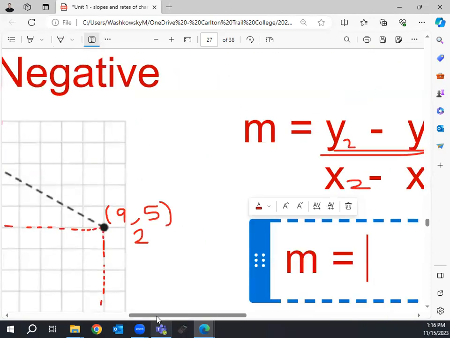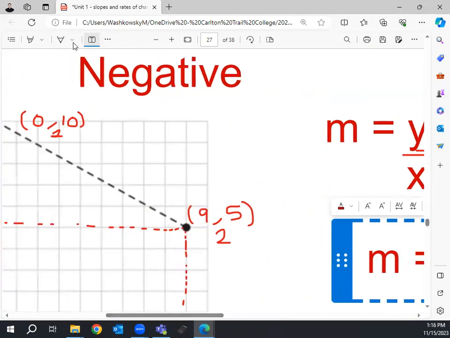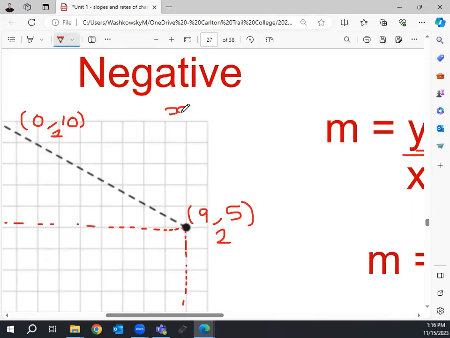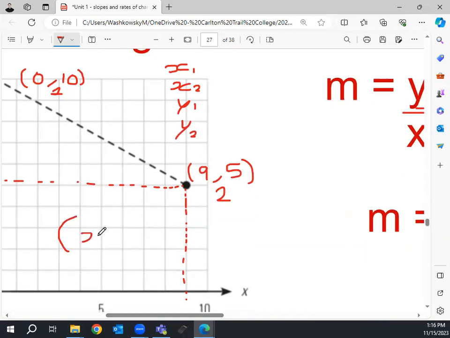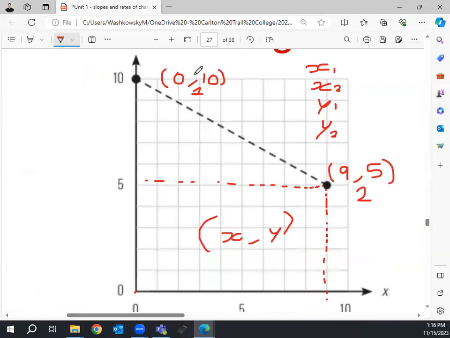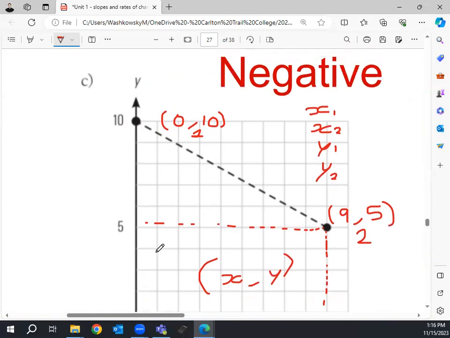So how do we get 5? So first off, these are the 4 points we have, right? We have x1, x2, y1, and y2. So we always label our points in the same way, which is the x goes first, then the y. This is why this point over here is 0 and 10 instead of 10 and 0, because it's 0 on the x-axis first, if that makes sense. So that's how I know which one's my x and which one's my y.